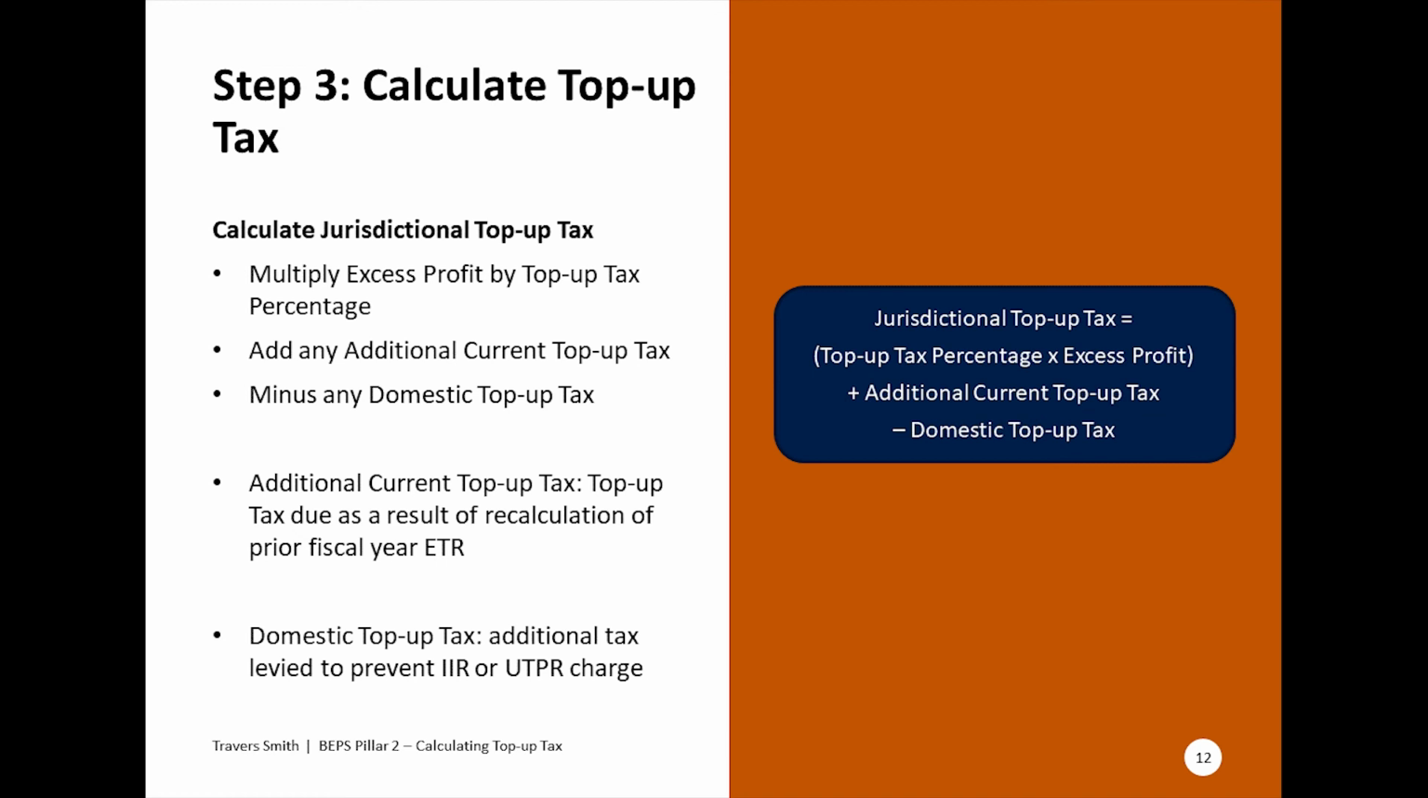Now it might be that domestic top-up tax might actually be larger than the top-up tax which is due under the GloBE rules due to slightly different calculation rules. If that is the case, you cannot reduce the jurisdictional top-up tax below zero, nor can you have a refund or a credit of top-up tax to carry forwards.